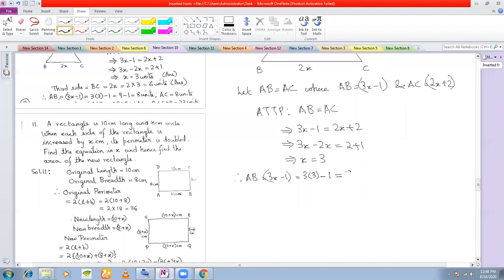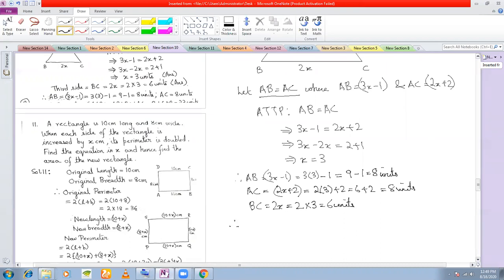So we have got 9 minus 1, which is 8 units. Since nothing is given, centimeter or meter, we will simply say units. AC is 2x plus 2, so 2 into 3 plus 2, which is 6 plus 2, which is 8. In fact, even without calculating, you could have written AC is equal to 8, because AB and AC are equal. And what about the third side, BC? BC is 2x, which is 2 into 3, which is 6 units.